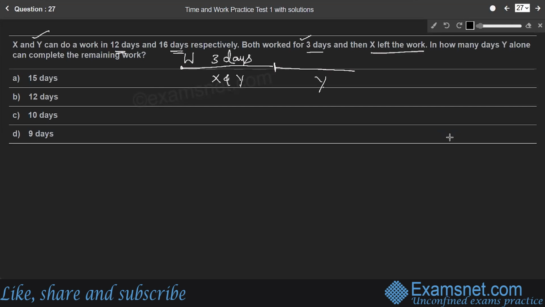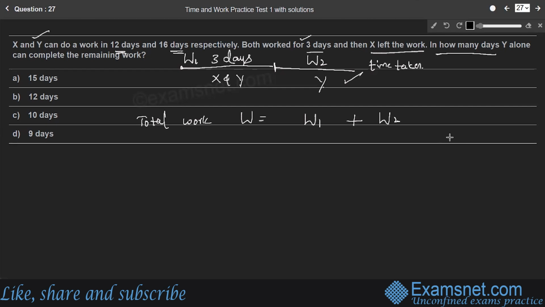If W1 is the first part of the work in 3 days, then work done in 3 days is W1. W2 is work done after 3 days by Y. Therefore the total work becomes W is equal to work done in the first part, which is W1, plus work done in the second part, which is W2. Here, what is to be calculated? How many days Y alone can complete the remaining work. So we need to find the time taken by Y to complete the remaining work.